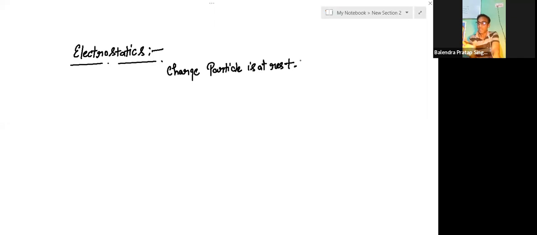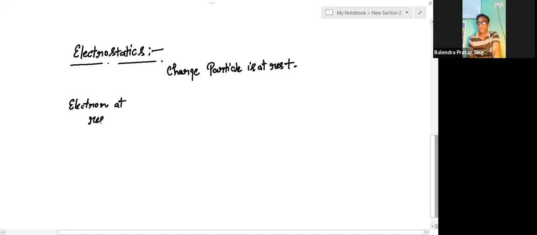What is an example of a charged particle? The very basic example of a charged particle is the electron. So the study of an electron at rest, where there is no motion, belongs to electrostatics. What about if the electron is in motion? If an electron or charged particle moves, then the study comes under electrodynamics.